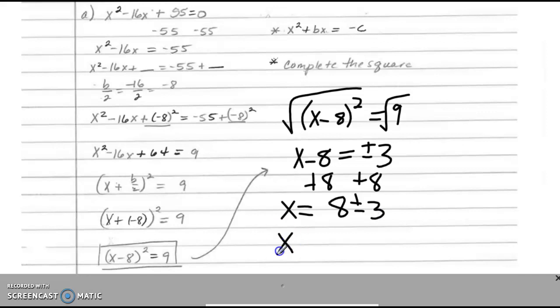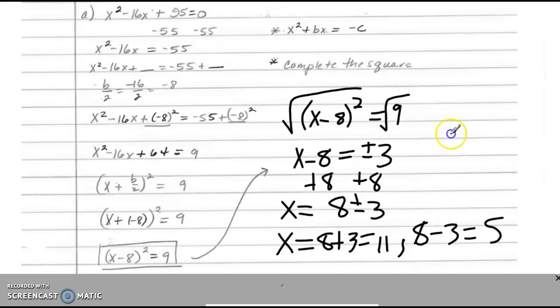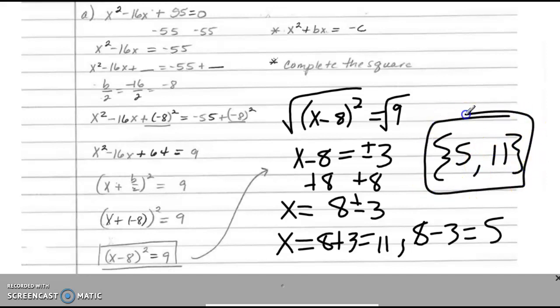So that's going to give us 8 plus 3 or 11, and 8 minus 3, which is 5. So our 2 answers are going to be 5 and 11. That's our solution set. Yes, because we're listing the 2 solutions to this equation.